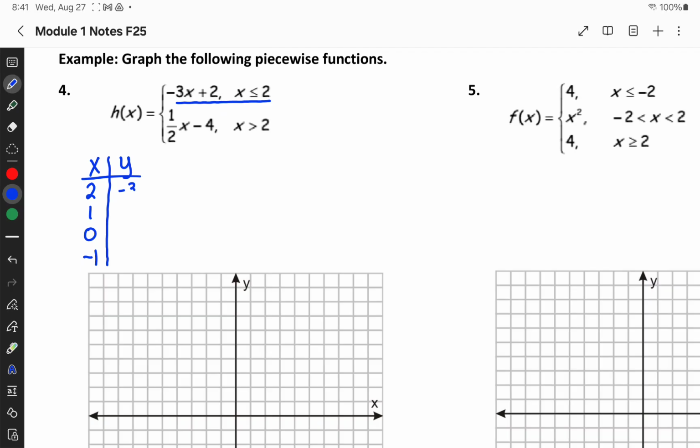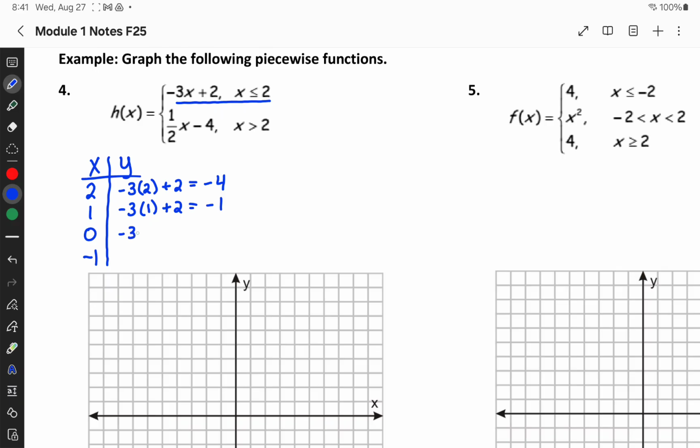So for the first one, I'll take negative 3 multiplied by 2, plus 2, and then figure out what that's going to be equal to. So that would be negative 6 plus 2, which is going to be equal to negative 4. And then I'll do the same thing, plugging 1 in for x. So negative 3 times 1 plus 2, that's going to be negative 3 plus 2, which is going to equal negative 1.